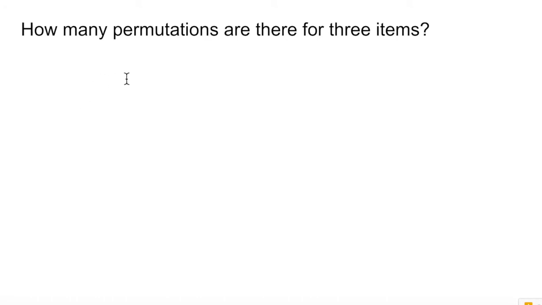So how many permutations are there for 3 items? Gee, this should be a piece of cake. The number of permutations for 3 items is just equal to 3 factorial, isn't it? Which is 3 times 2, again, we can ignore the 1, and that is 6. Wow, that was really simple. So 3 times 2 times 1 equals 6.